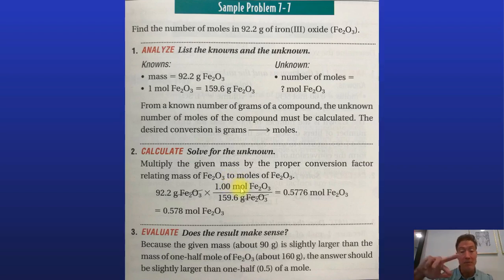Remember, conversion factors can be flipped any way we need them because they're equalities. In this case, we're going to put grams on the bottom to cancel grams here, so we end up with our answer in moles. And when we take the molar mass, 159.6 grams, again, we just use the periodic table to find that. We do the calculations, we get 0.578 moles of Fe2O3. And that's the right number of sig figs. Does this make sense? Yeah. Since what we're starting with is slightly larger than half the molar mass, the answer should be slightly bigger than half a mole, which is what we're seeing.